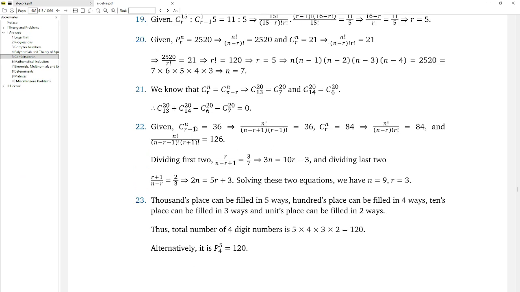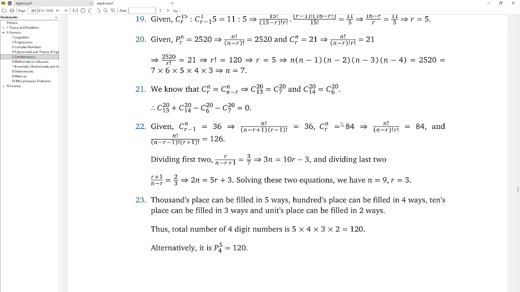So we have nCr-1 is equal to 36, that is n factorial by (n minus r plus 1) factorial times (r minus 1) factorial is equal to 36. nCr is equal to 84, that is n factorial by (n minus r) factorial multiplied by r factorial is equal to 84. And from the last, we have n factorial divided by (n minus r minus 1) factorial multiplied by (r plus 1) factorial is equal to 126.